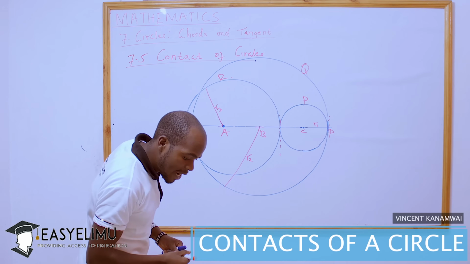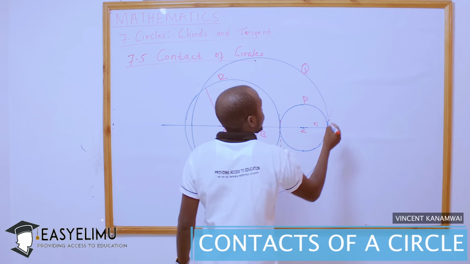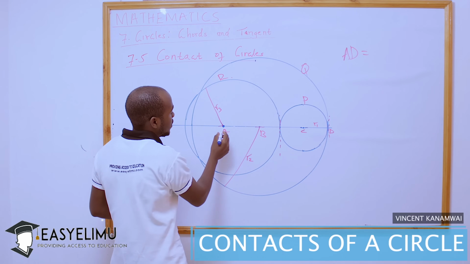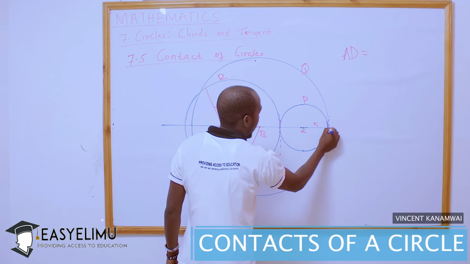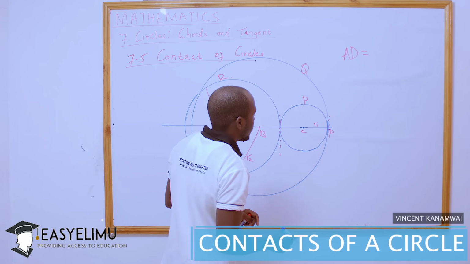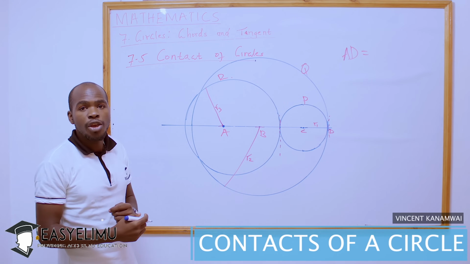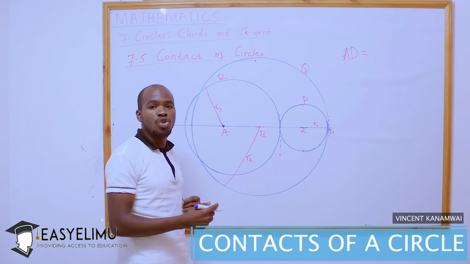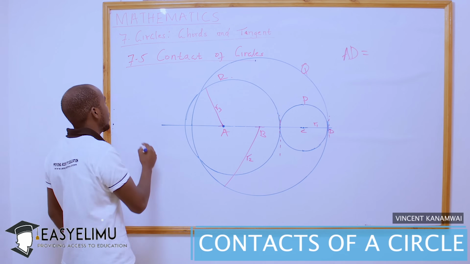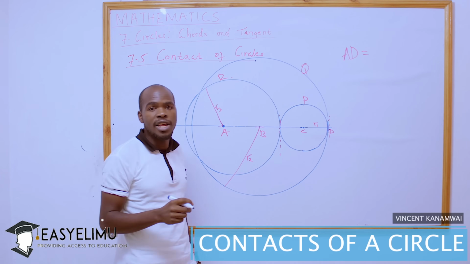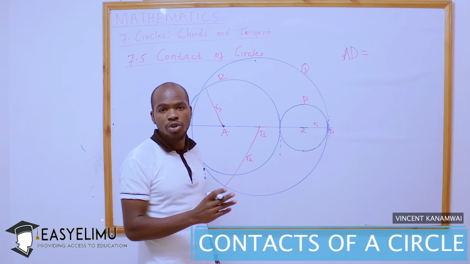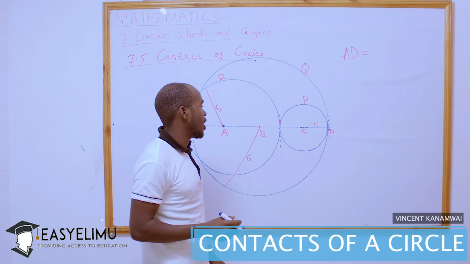So we need to find AD first. To find AD, what they require is the distance from this part here to the other part. Remember what we said: if you need to find the distance between 2 points of contact, if they are in outside contact, then you take the sum of the 2 radii. If they are in contact internally, you find the difference between the two radii. That is, you subtract the radii.